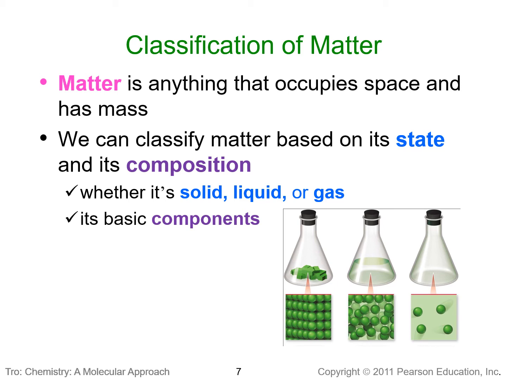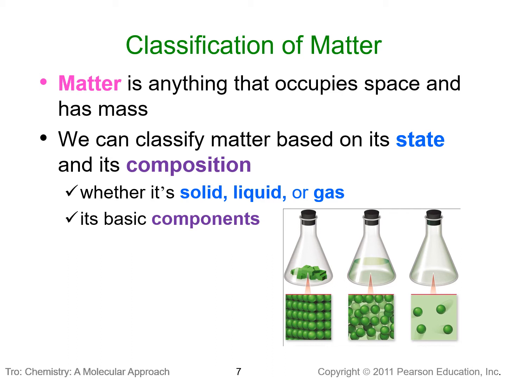And as I alluded to, there are some different ways that we can classify this matter. So one is the state. Okay, so the state is whether it exists as a solid, a liquid, or a gas. And we can talk about it at room temperature. We can talk about it at different temperatures. And so we know that if we change the temperature, we can also change the state.